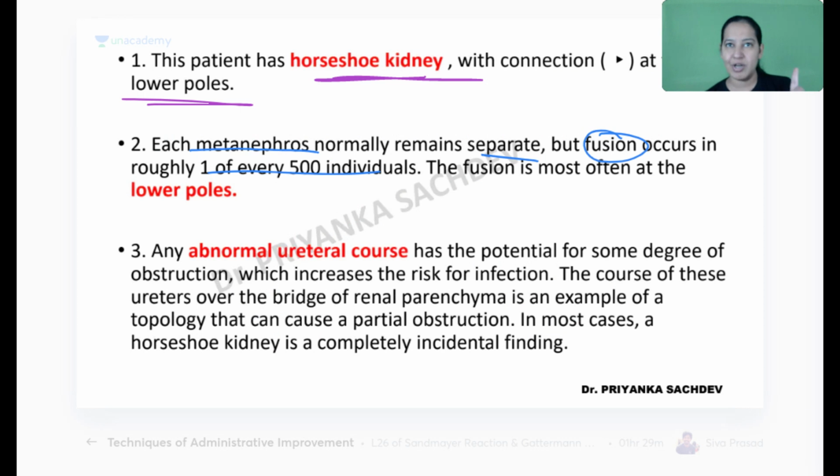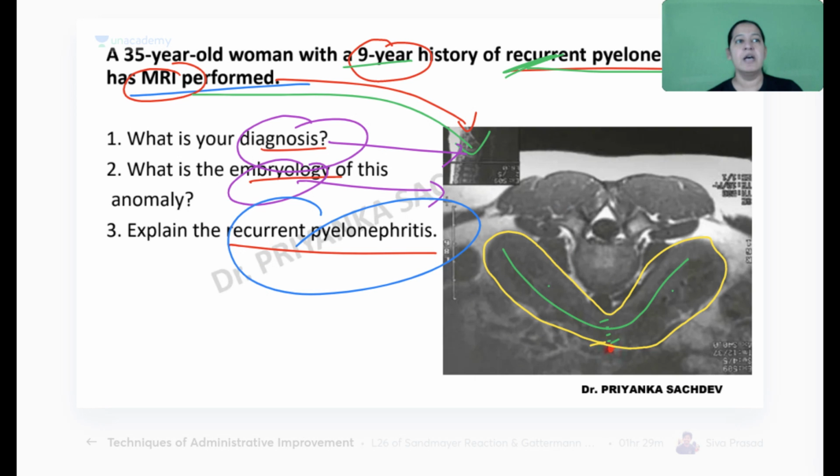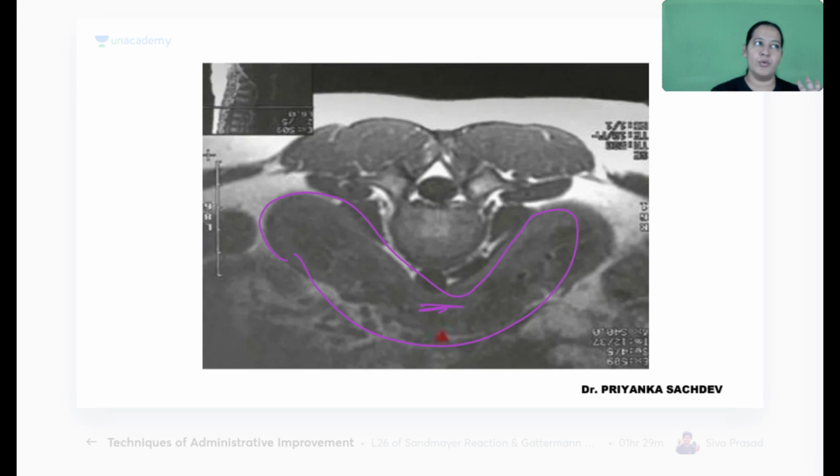Give me a thumbs up. Do you know the cause of recurrent infection now? It is the abnormal ureter course, that is due to twisting. Due to twisting, there is some degree of obstruction, and that obstruction leads to recurrent infection. Partial obstruction is leading to recurrent infection. So any question on this image you can answer now.